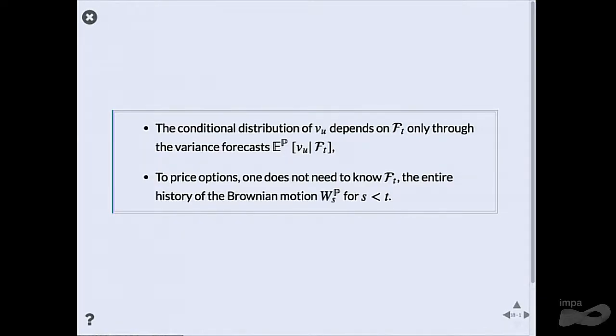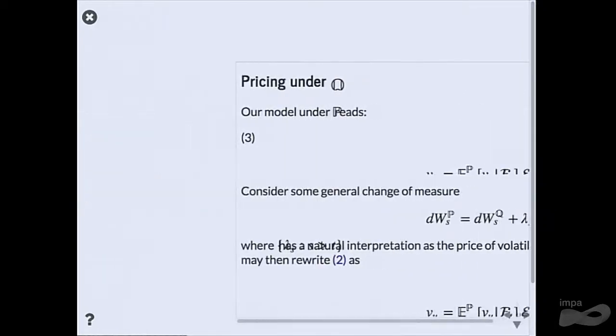The conditional distribution of this instantaneous variance in 3 months' time depends on the filtration only through the variance forecasts. I carefully call them variance forecasts because now we're conflating P with Q. And we're going to see in the simple model that we look at next, we're actually going to turn this into the forward variance curve. So to price options, you don't need to know the entire history of the fractional Brownian motion. The precise information that you need to price options is embedded in the forward variance curve.